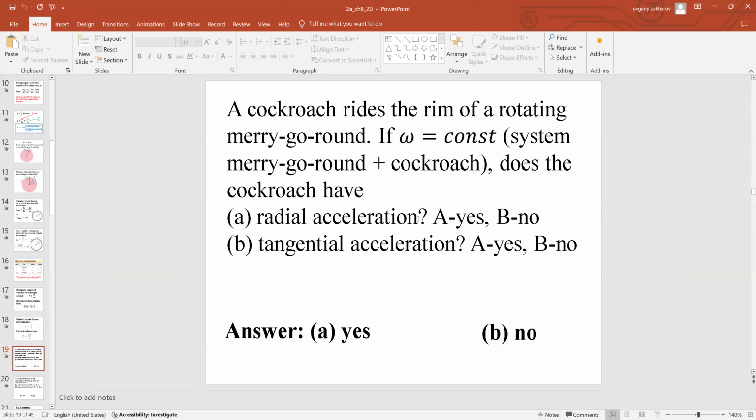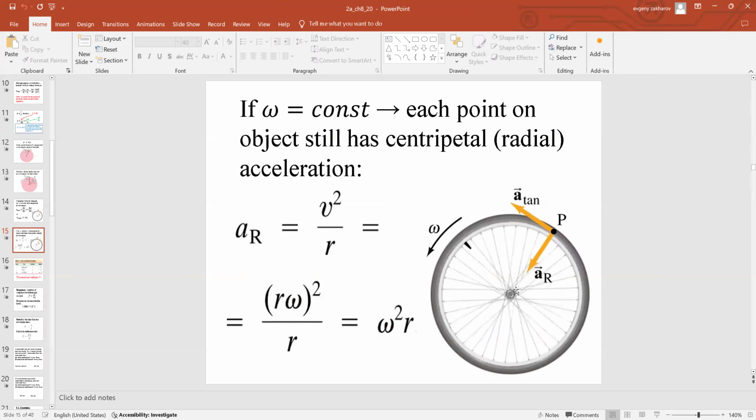So for radial acceleration, it's definitely a yes, because we're doing circles. And for every circle, for every curve, there is a change in direction for velocity. And you do get centripetal acceleration. So the answer is yes. Take a look at the previous diagram. You do have centripetal, or see how it's radial, R stands for radial. And then you have linear acceleration if you're speeding up or slowing down.